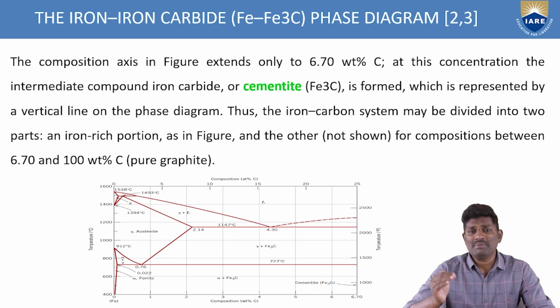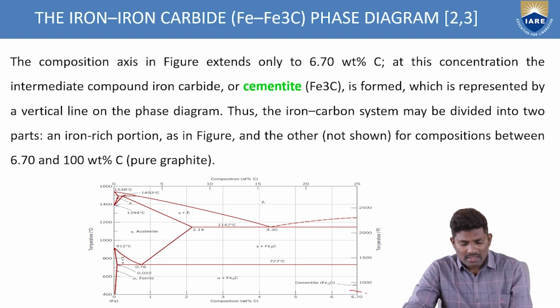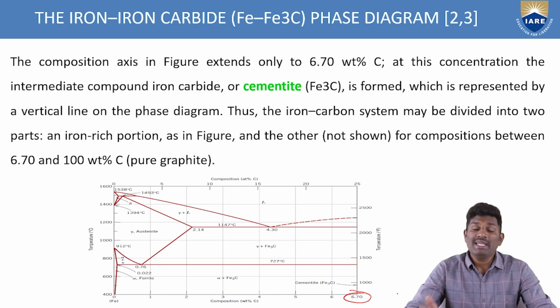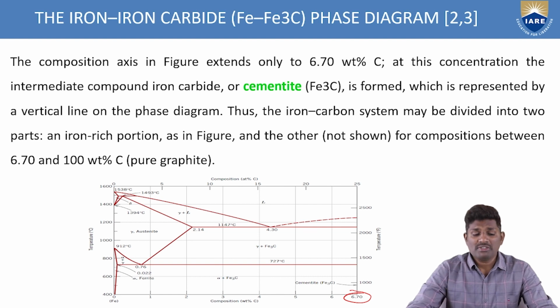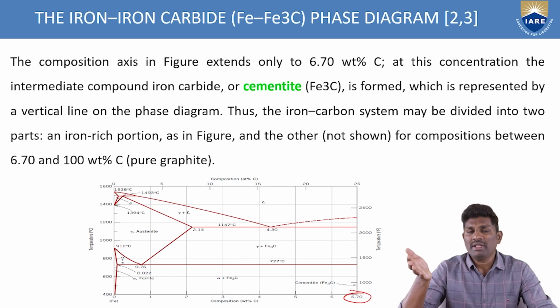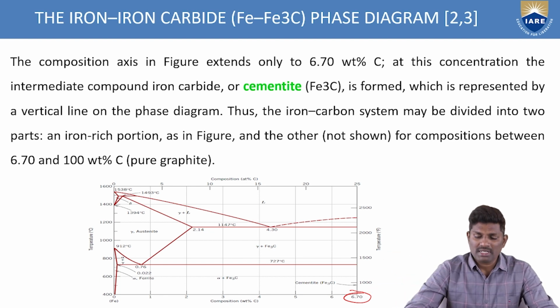If you clearly observe, we are seeing the composition ending at 6.7 only. Why 6.7 weight percentage of carbon? At this concentration, cementite is formed. After cementite, it is slowly converted into graphite, so that we'll see in the further classes.